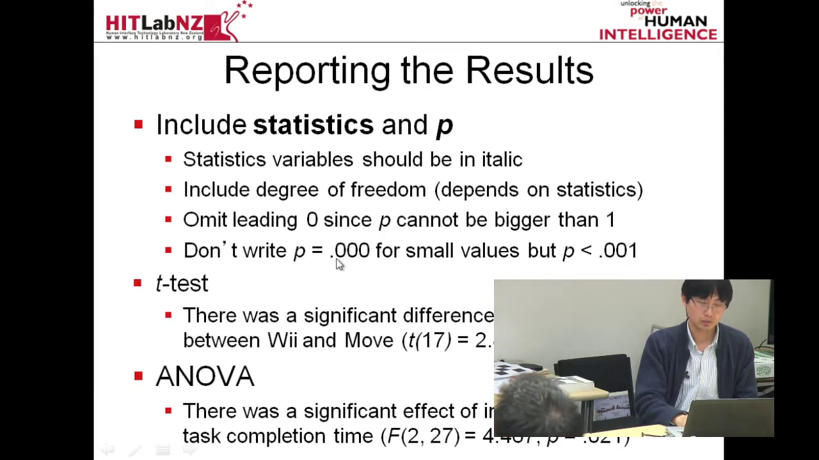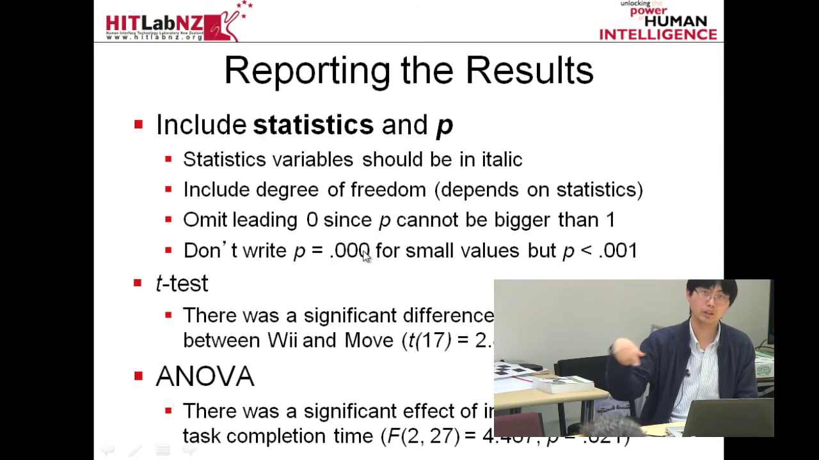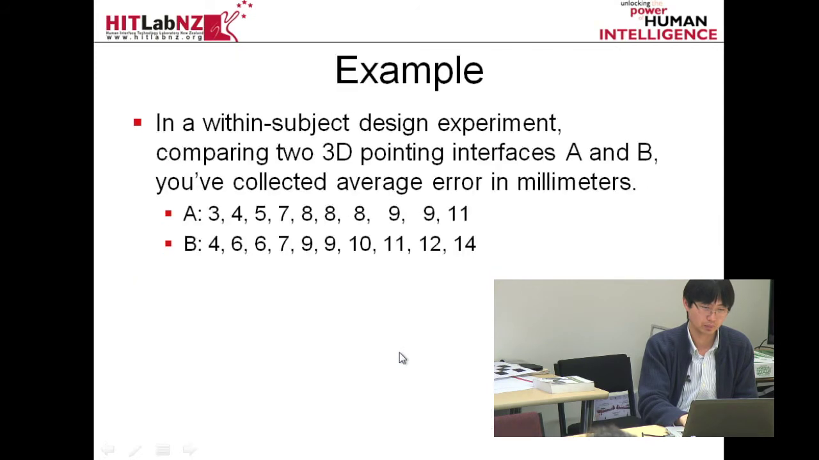And some of the statistics tools will actually print out 0.000. But usually this is because of the rounding they did at the lower decimal point. But anyway, you can report it in this way. So that's how you report the results of the statistics.